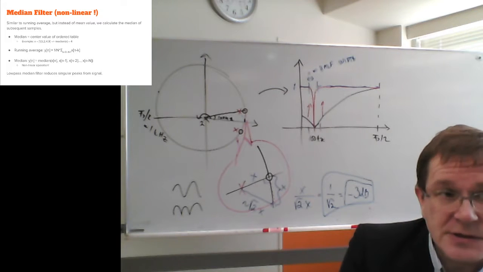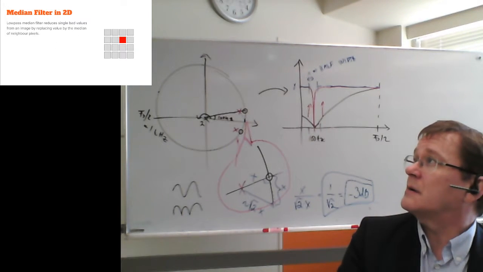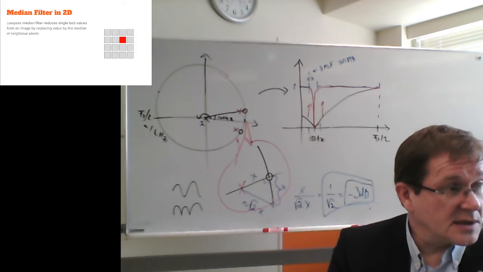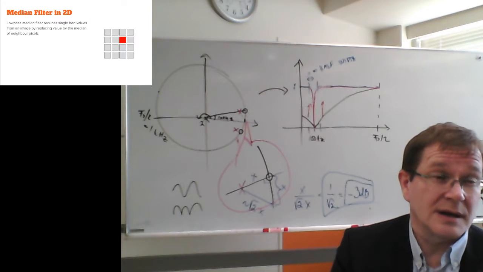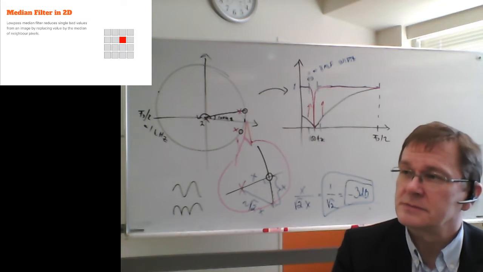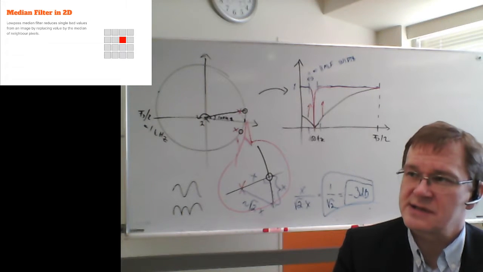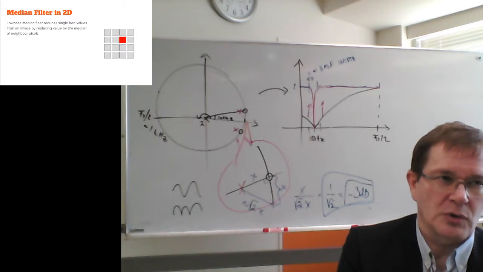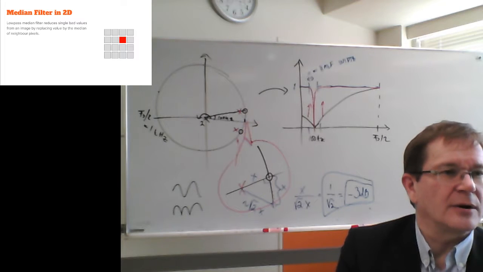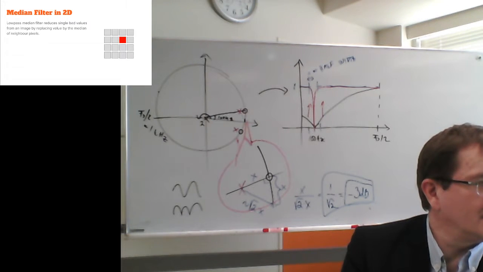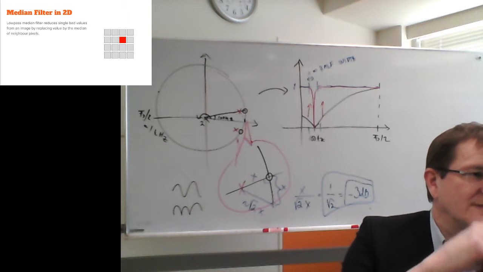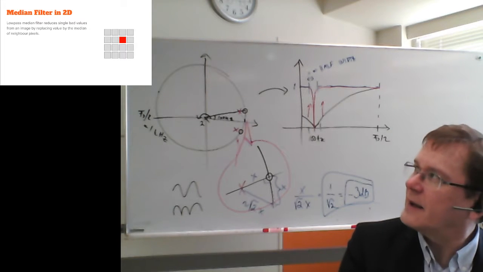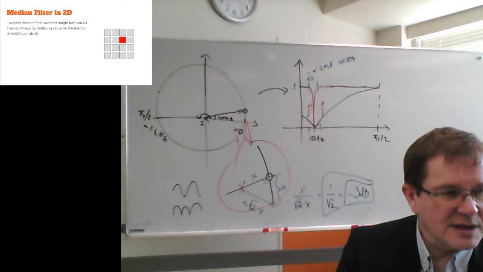There's also the median filter. Median filters actually are very useful in image processing, not that much on any other. If you have a system which once in a while gives totally bogus values, and if you cannot fix it otherwise, then you can use a median filter to get those bogus values out. But I don't think of any other use right now for the median filter in 1D.